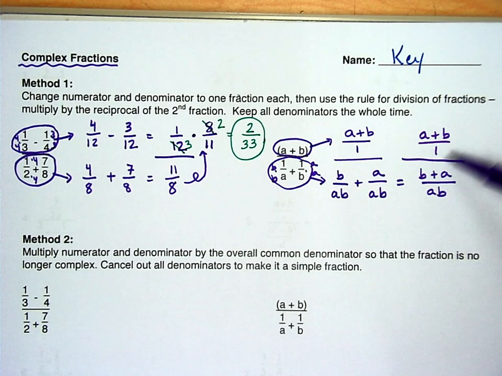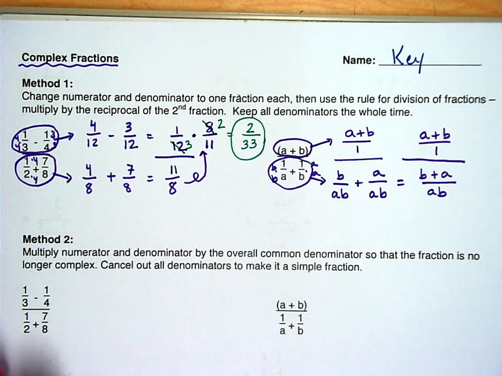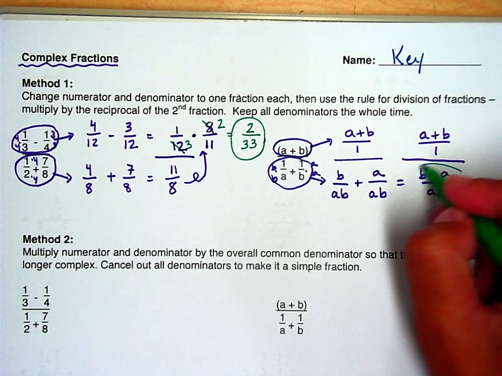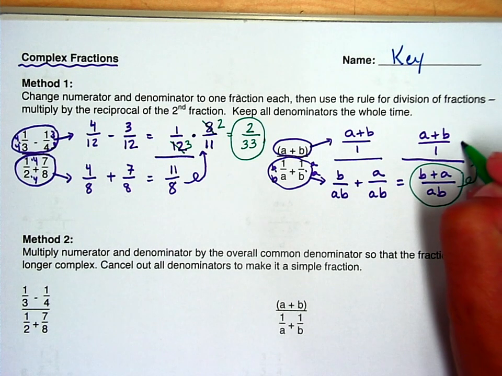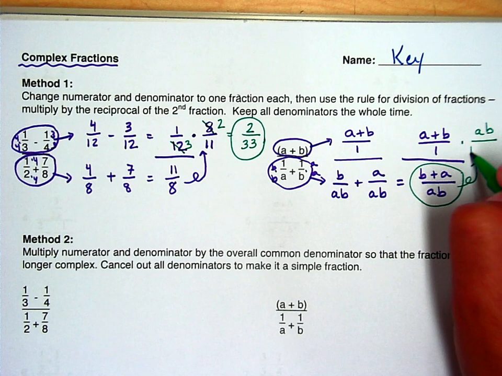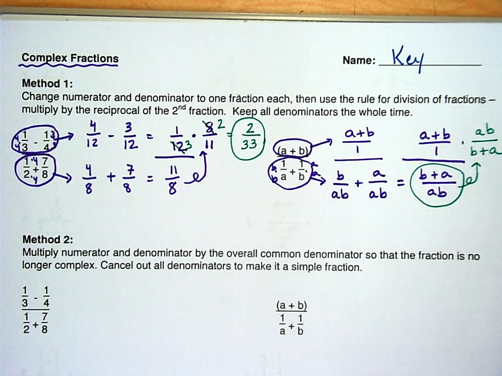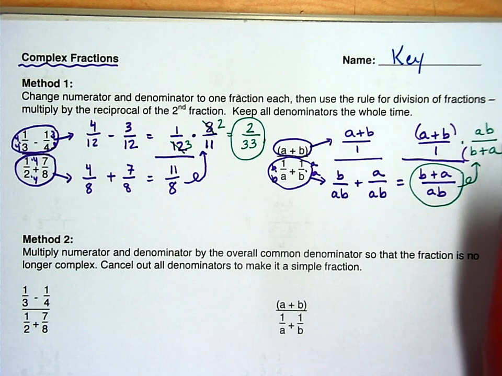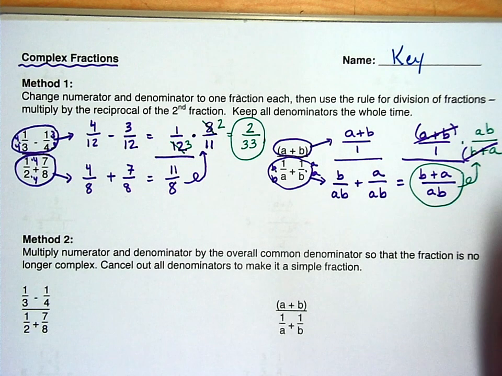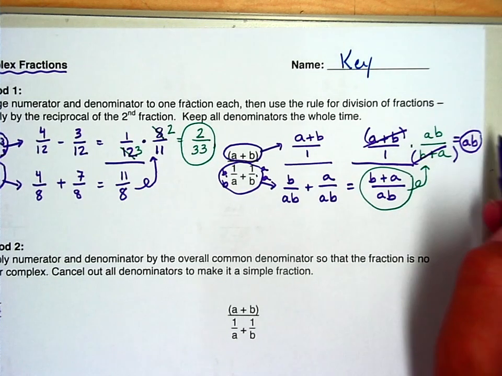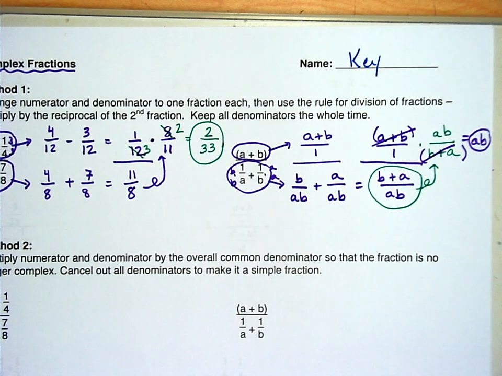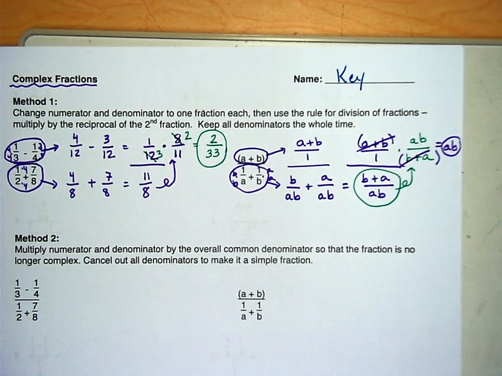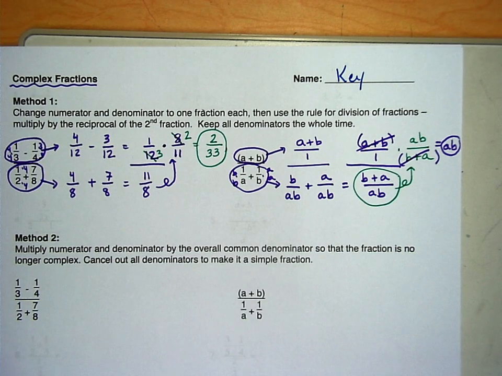Now that I've got one fraction on top, one fraction on bottom, I can do my rule, which means flip this guy and multiply it. So ab on top, b plus a on bottom. Again, I can look to cross cancel, and this is a nice one because a plus b and b plus a are the same thing, so those can cancel out, and my final answer is just ab over 1, which is just, oops, sorry, there it is, just ab. That's method 1.